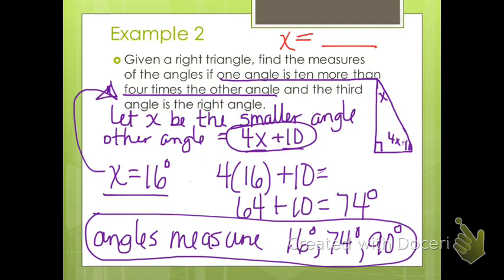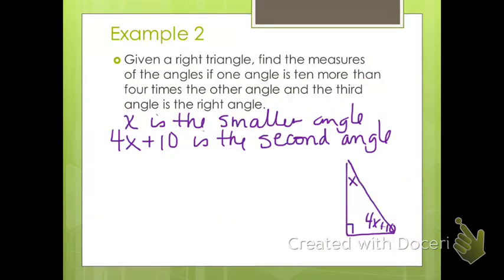Now I want to show you another way we could have set up this problem slightly differently. So we have the same variable defined. x is the smaller angle. 4x plus 10 is the second angle, the next one over here. So here's x, here's 4x plus 10, and here's my 90-degree angle for my right triangle.